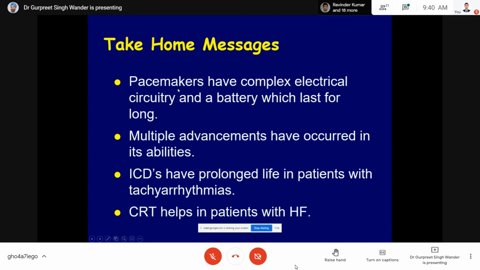So I would like to end here by sharing with you that pacemakers have complex electrical activity. They have a battery which lasts for a pretty long time, and they are mainly devices which are used for heart rate abnormalities. Multiple advancements have occurred. Today we can program a pacemaker from outside. I can tell the patient your pacemaker battery life is 6 months, it is 3 years, it is 5 years.